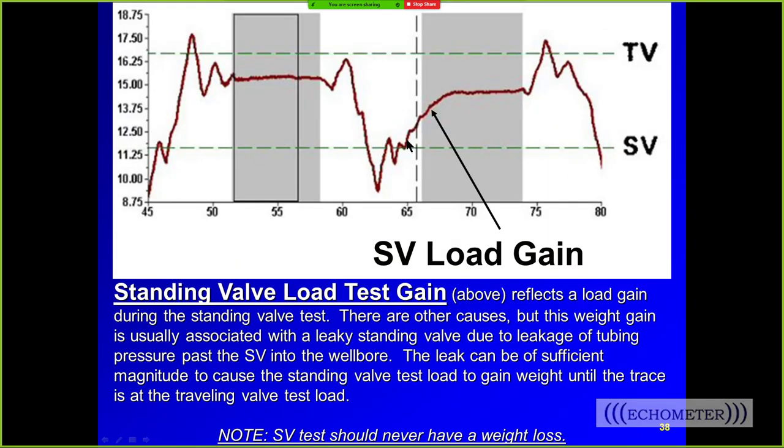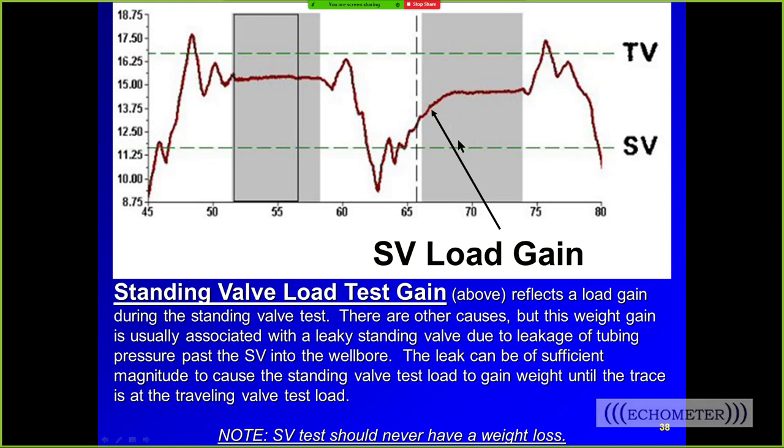Now here, this is a standing valve that shows a load gain. And so we stopped right here. And normally we color the screen a gray color. I guess that's not a color, but that's a gray shade to identify that the accelerometer output shows the rods aren't moving. And so in this case, the pump leaked so much right here that it didn't even show gray. So the accelerometer is still seeing the rods moving as the plunger moves, because there's a pretty leaky standing valve. So this is an example of a leaky standing valve, and it shouldn't be going up.